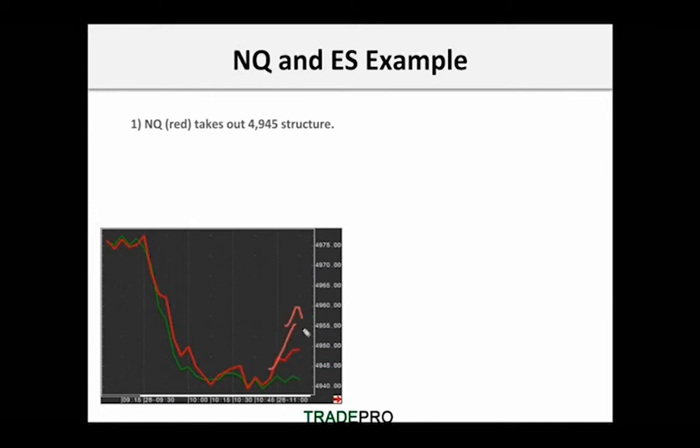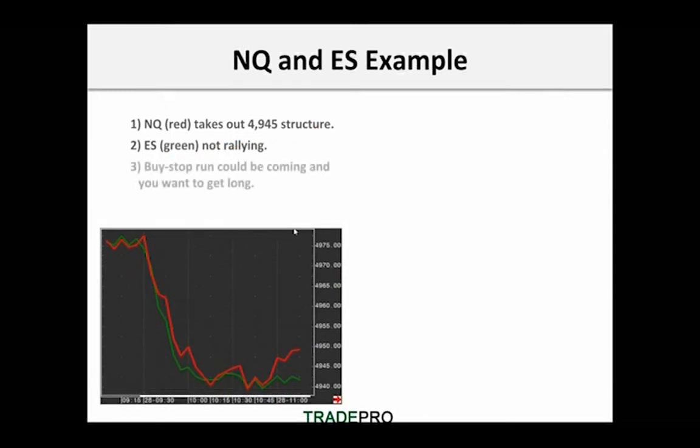This is the exact example I gave Priscilla, and she said buy the S&P. So look, you buy the S&P, Priscilla, you buy it right here. You see the green line? And what you see is ES is not rallying. So you know that you could get some buy stops, and S&P is more than likely going to follow the NASDAQ. And so you buy the S&P right here in the green line.